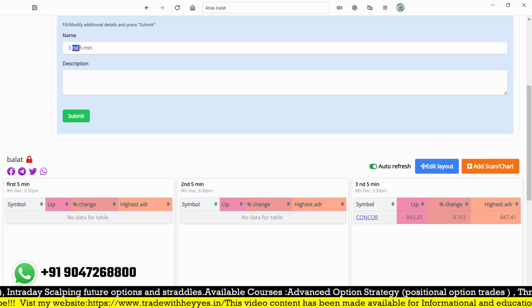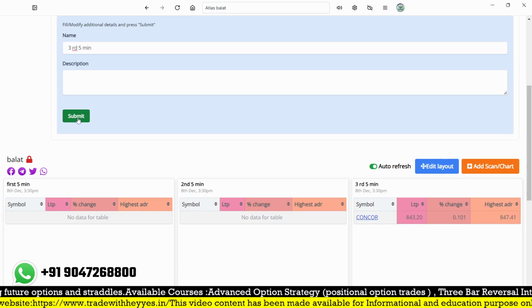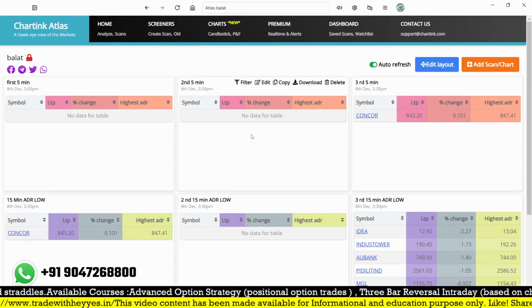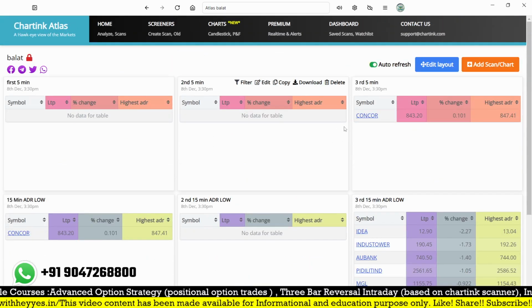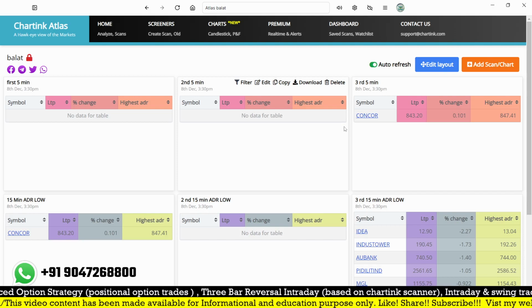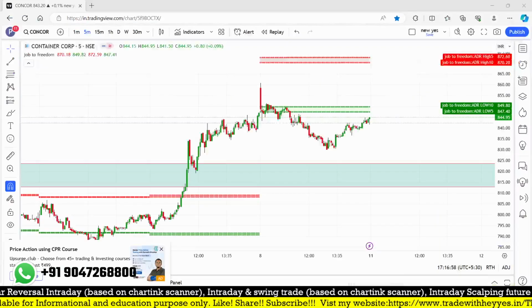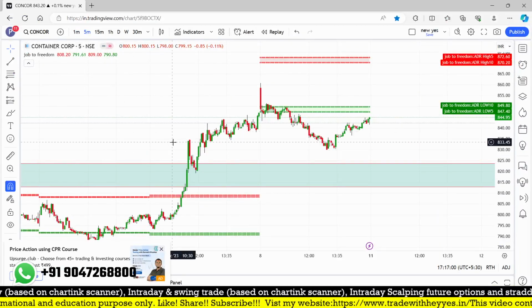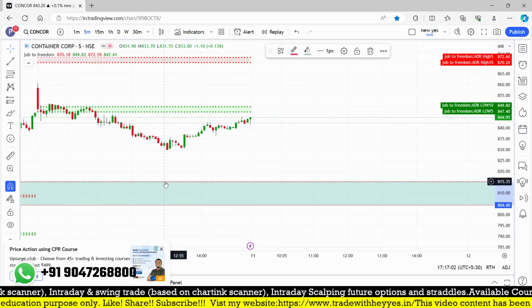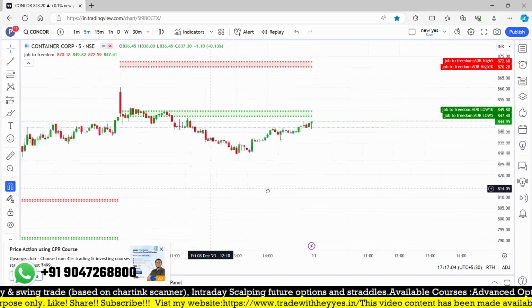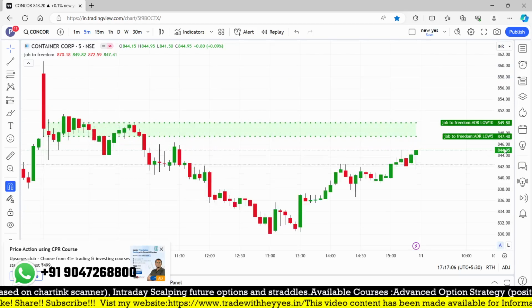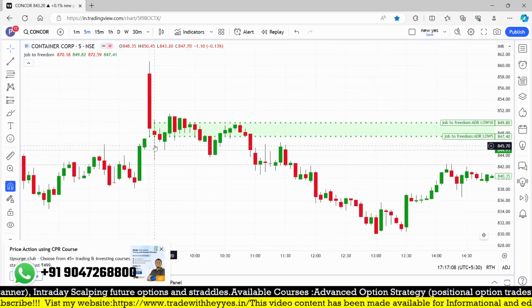So the second, third 5 minutes candle, which I am looking for, if it is closed below that ADR 5 or 10, whichever is lower. Okay, so let me go to check the candle on the Container Corporation. I'm just opening on 5 minutes time frame. Look at this particular indicator, and this is the thing which I'm looking for.